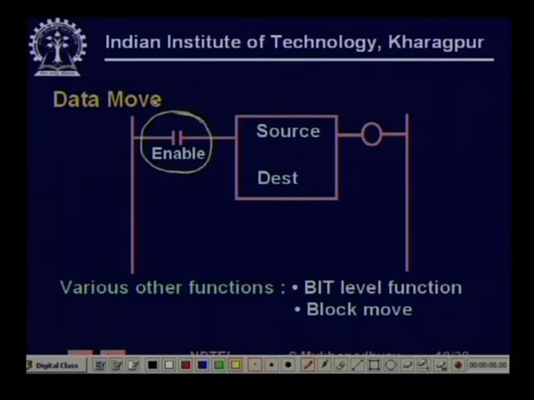Next is data move. Again you depict it as a rung, because in the RLL everything is a rung. So, in this case the data move will take place depending on whether the enabling logic is satisfied or not, and then data will move from source to destination, and maybe if there is some address failure, or maybe after the data has moved, this can become 1. So, this can also be used for indicating condition after execution.